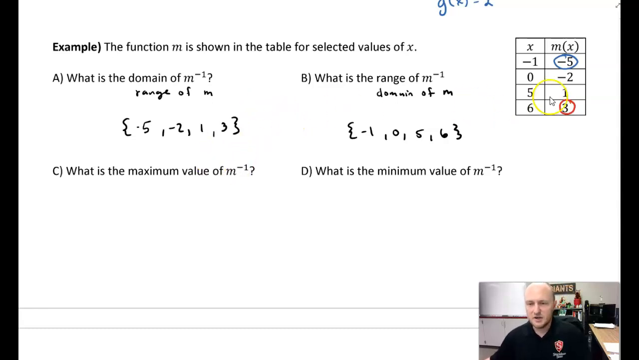So for the inverse, if they're asking about the maximum value, that's essentially the largest x value. So what's the largest x value? We can look over here and easily see that it is 6. What is the minimum value of M inverse? Well, what's the smallest x value for M? That would be -1. So -1. Nothing too crazy.